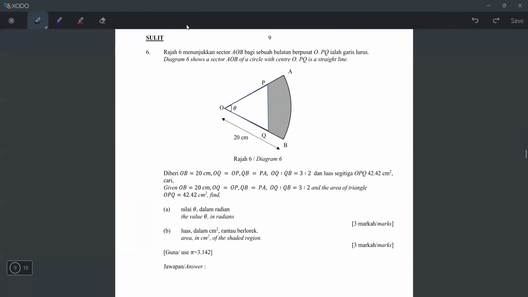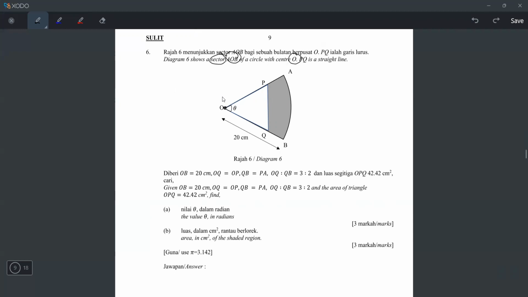Okay, let's continue with number 6. Diagram 6 shows a sector. So I just mentioned in question 1 just now, what is a sector? A sector is a shape that consists of 3 lines: radius, radius, arc. Okay, so I mentioned in question 1 also. So definitely this is a circular measure question. Okay, and then with center O, all right, let's check.